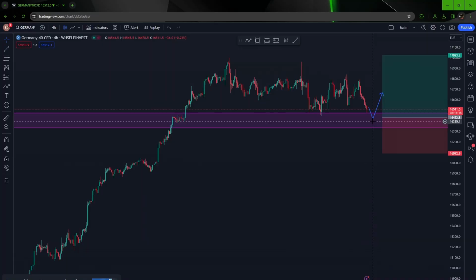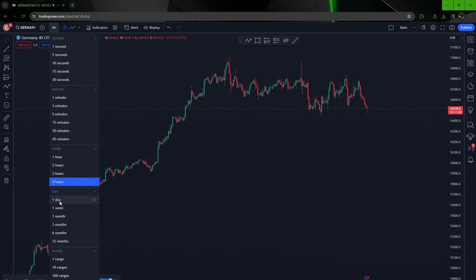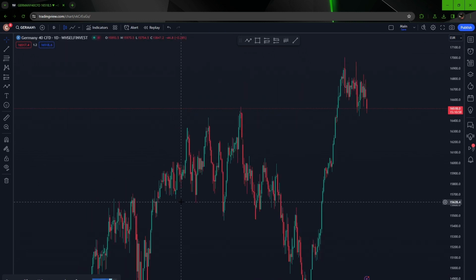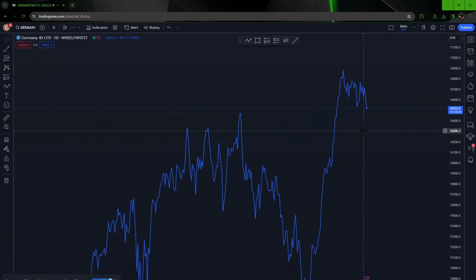Okay? So I'm going to remove all of these drawings and show you how we come out at this area so that you can do it as well. All you've got to do is take the 4 hour and put it on a day chart. This is the DAX, by the way, Germany 40. So now you've got it on the day chart, right? On the day chart, put it on a line chart and have a look at what you got here. It's easier to see the points on the line chart.